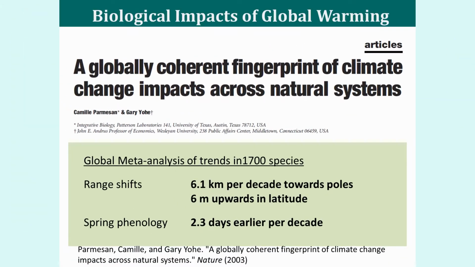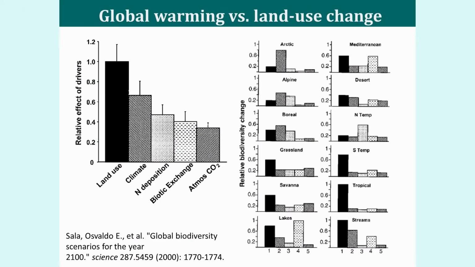Now, an important question to ask is, how do these effects of climate change compare with other anthropogenic and human-induced disturbance effects on biological systems? This study, again around the beginning of the century, estimated the relative effect of different drivers of global biodiversity decline for the year 2100. In the first panel on the left, you can see that they show that land use is likely to be a lot more important than possibly climate change in driving biodiversity decline globally.